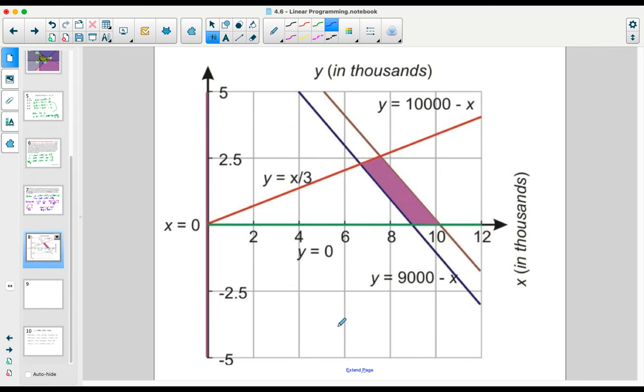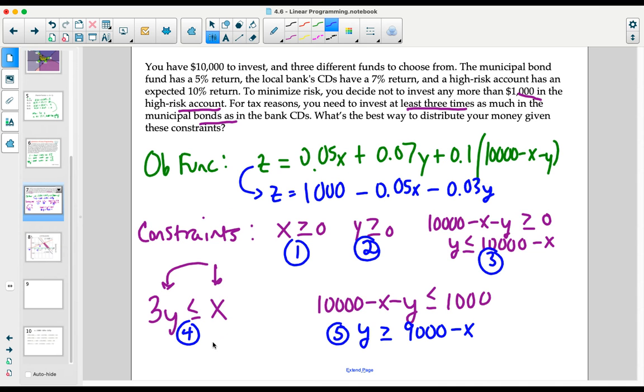We have our X equals 0 line. We have our Y equals 0 line across the middle. We're to the right of X equals 0, and we are above Y equals 0. We are below y equals x over 3, which is just the restatement of this inequality if you wanted a different version of that one.